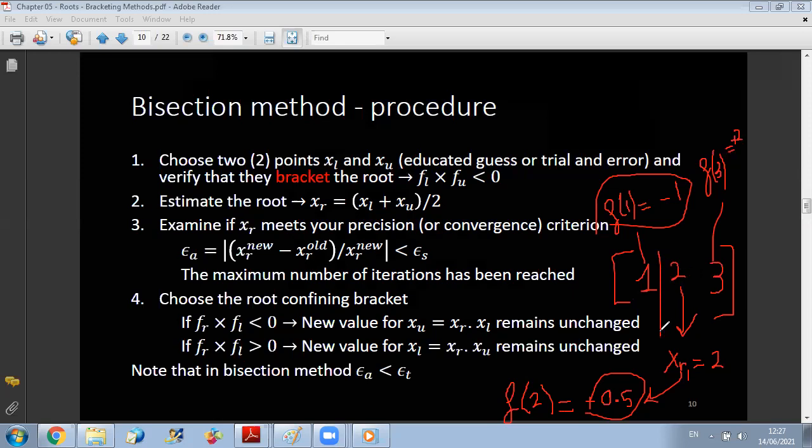So then you say, because I have opposite signs for f1 and f2, the root is between these two. And now my new estimate for xr will be 1.5, okay? Now, for example, if you compute f at 1.5 and get a negative result, f at 1.5 equals -0.3, for example. Because f at 1.5 is negative while f at 2 is positive, now I can say the root is between 1.5 and 2. Okay? And you repeat until reaching the desired criterion.